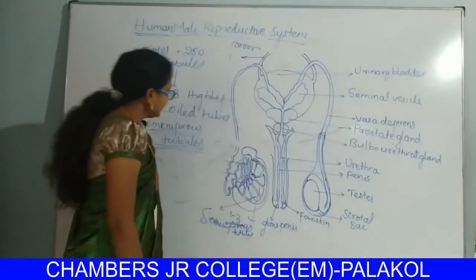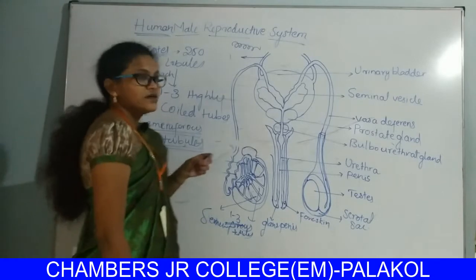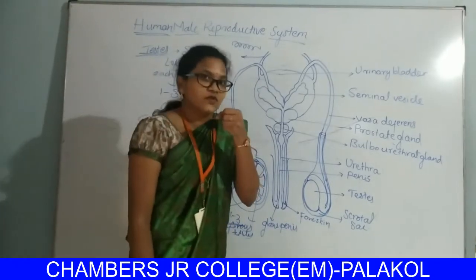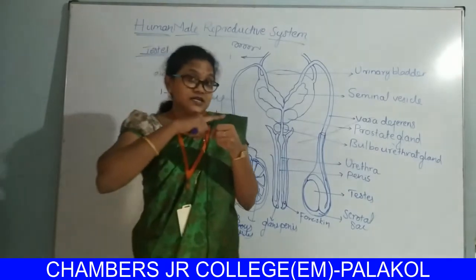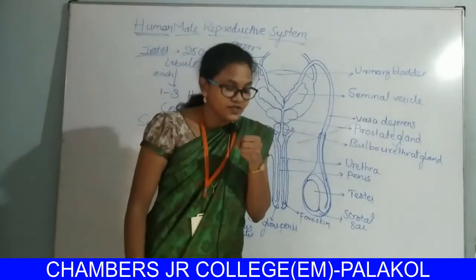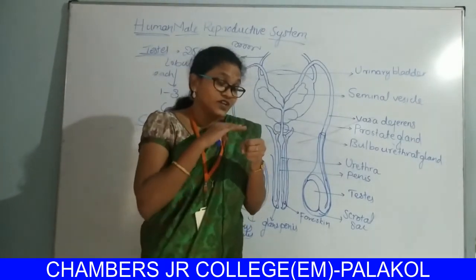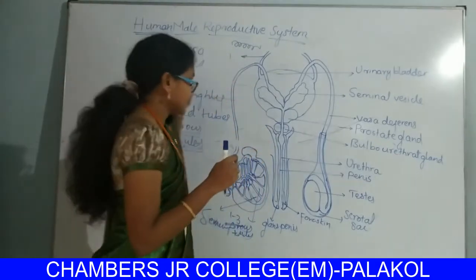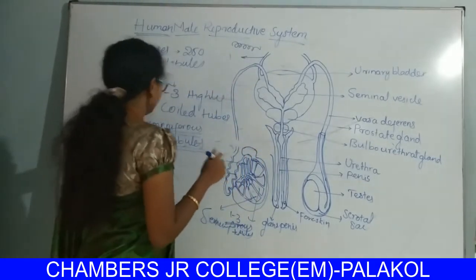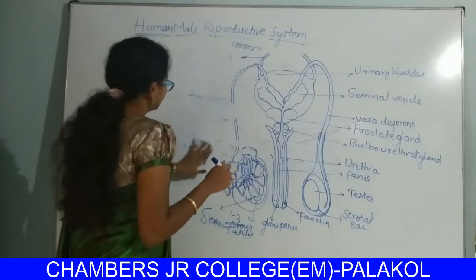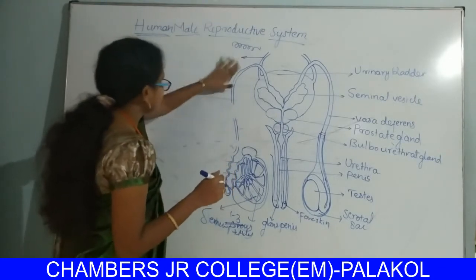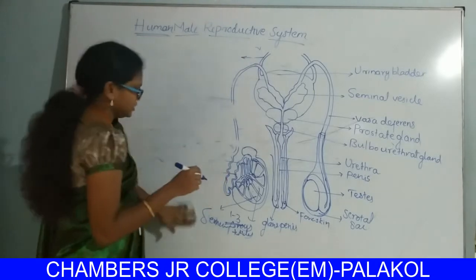Okay. Let's see seminiferous tubules. Let's take some, 1 to 3, say 3 seminiferous tubules, cut into a transverse section and see the section. It looks like this. Let me draw the diagram. Now we are discussing seminiferous tubules.